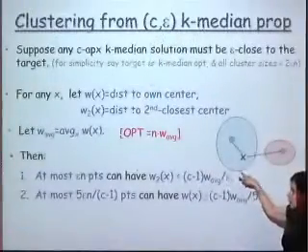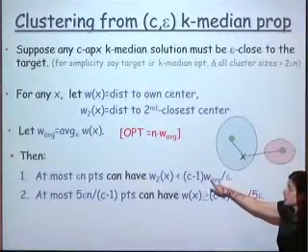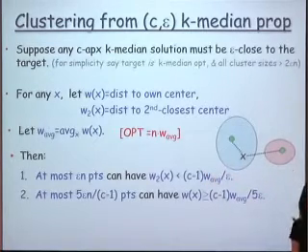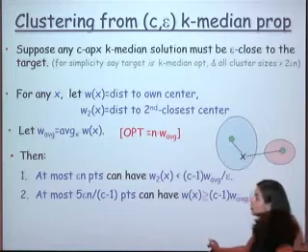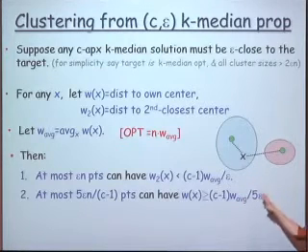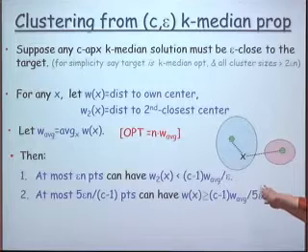Why? Because otherwise, if more than epsilon n points have w2 small, then we could move those points to their second closest cluster, and we would do so without increasing the objective by more than (C minus 1) W average over epsilon times epsilon n, which is (C minus 1) times OPT. So you get a clustering that is still a C-approximation to the k-median optimal solution, but which is now epsilon far from the target clustering. So the C-epsilon property would be contradicted. Okay, so a consequence of the C-epsilon property is that at most epsilon times n points can have w2 smaller than (C minus 1) W average over epsilon.